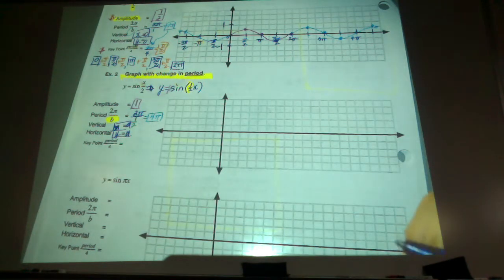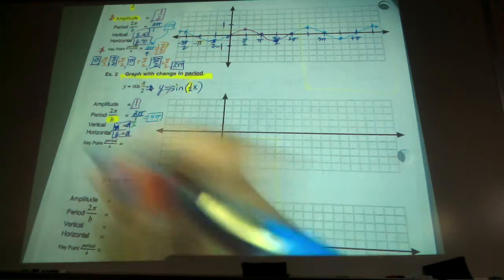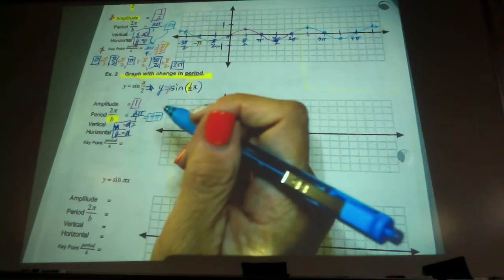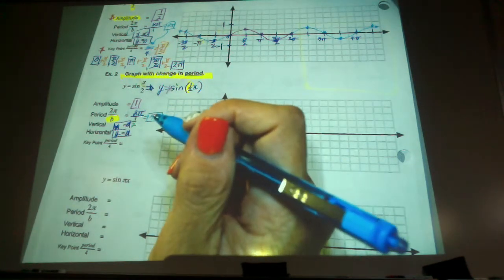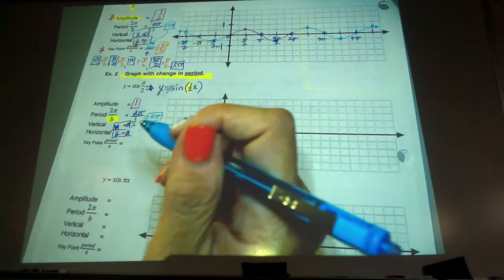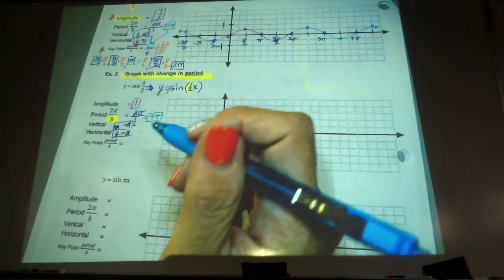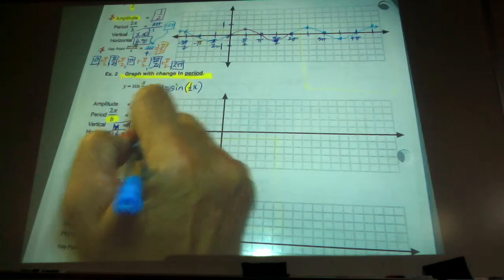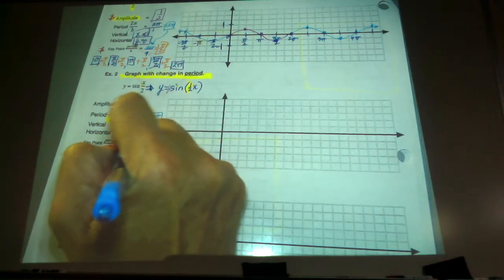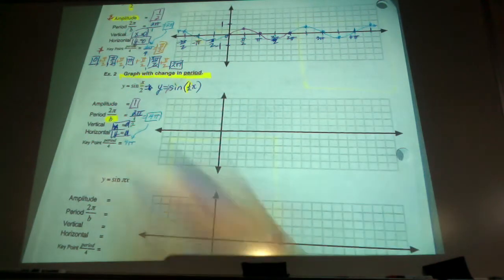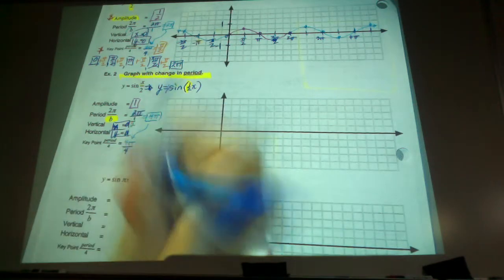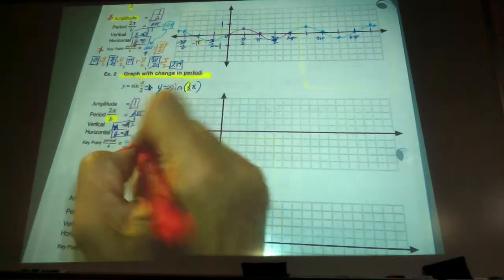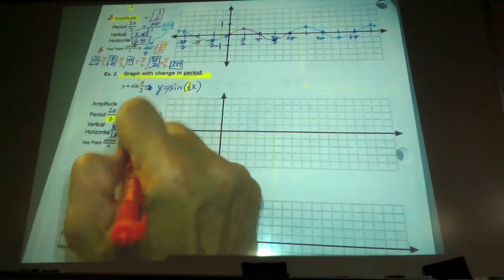Then we're going to find our key point. So to find your key point, the key point's going to change this time because our period changed. When the period changes, your key points are going to change because we're still going to have 5 key points, but now I have a period of 4 pi. I have to split 4 pi and cut it 4 times. So we're going to take that period we just calculated of 4 pi, and 100% of the time you're going to divide it by 4. What's nice is I get what? Pi. It's very easy to count by pi.